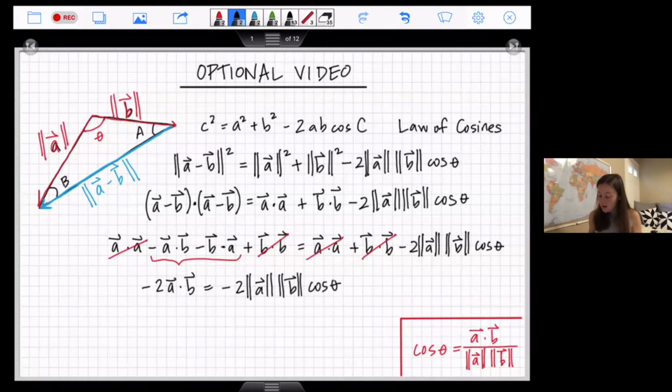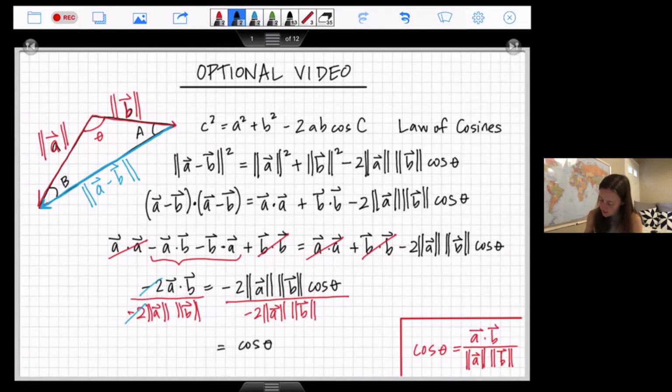You can kind of see the formula coming out now, right? All I'm going to do is divide both sides by negative 2 magnitude A, magnitude B. The negative 2's cancel out, and you have your formula. Over on the right, all I've got left is cosine theta. And on the left, I've got A dot B over magnitude A, magnitude B. And that is why.